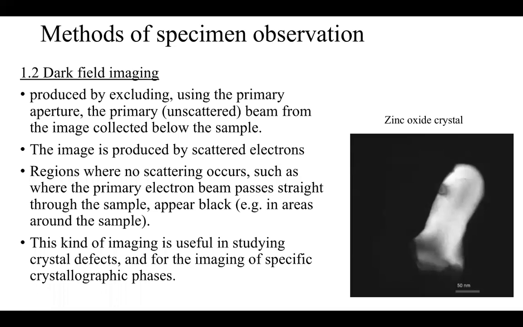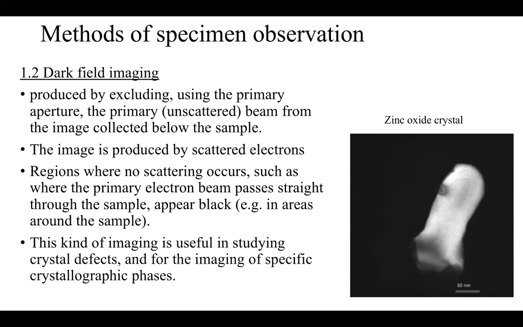Dark field image, it's the other way around. This is produced by using the objective aperture to exclude the primary unscattered beam from the image collected below the sample. So this will remove all the unscattered electrons, that is, the primary beam transmitted through the sample.